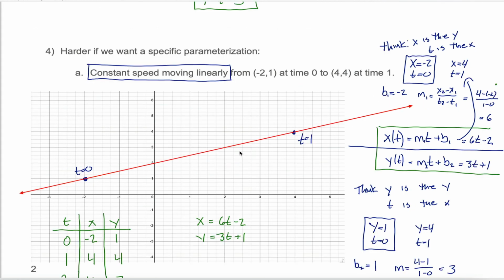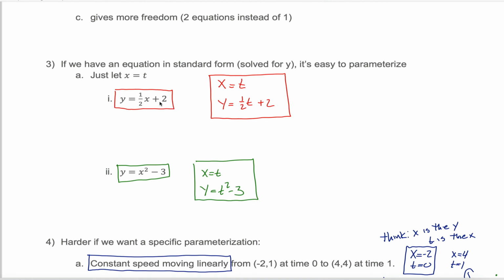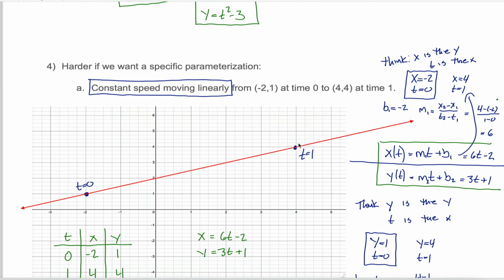The big takeaway here is if you have the equation of a curve in its standard form, like y equals 1/2 x plus 2 or y equals x squared minus 3, and you just want any old parameterization, it's really easy. Just pick the variable that's not already solved for and let that be equal to t. That's probably the simplest parameterization, but that's just one parameterization. There's infinitely many that represent the same curve, because there's infinitely many ways we could have this particle travel and still be on this line.